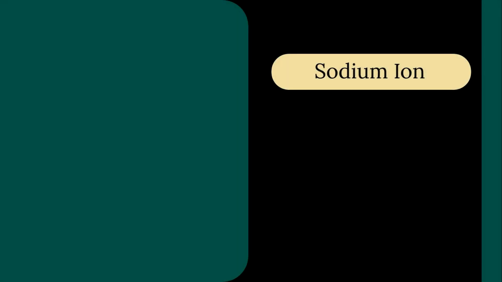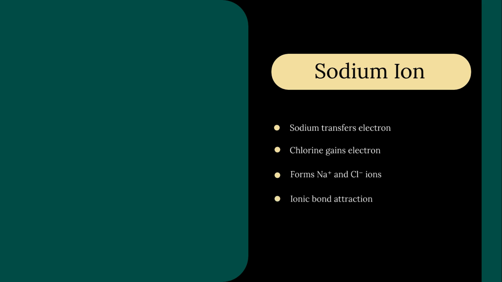Sodium chloride is a classic example of ionic bonding. Sodium has one outer electron, while chlorine has 7. Sodium transfers its electron to chlorine, forming a positive sodium ion and a negative chloride ion. The diagram shows this transfer, resulting in full outer shells. The ionic bond is the attraction between the positive sodium ion and the negative chloride ion.